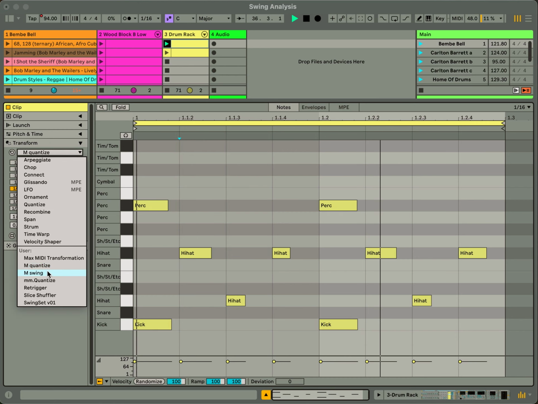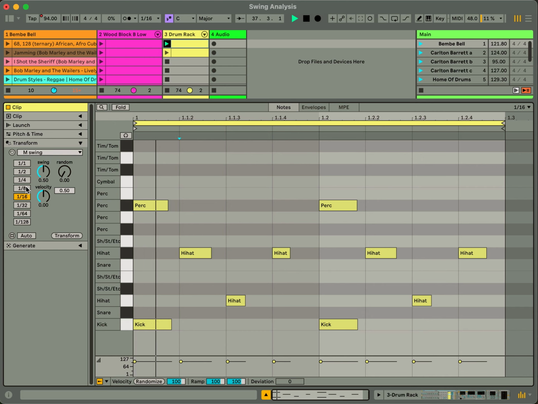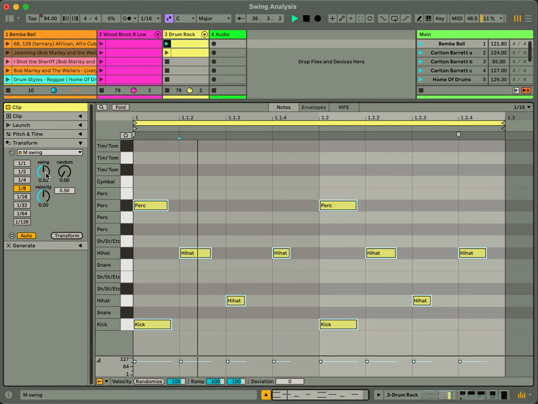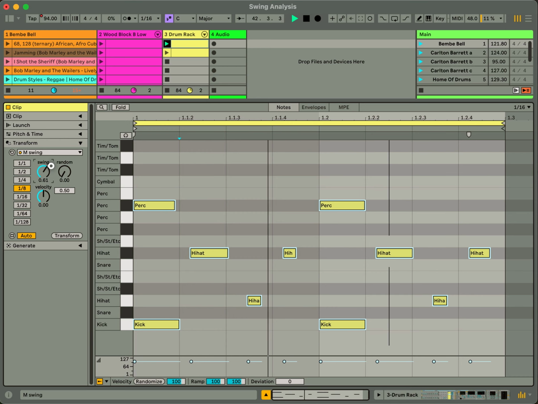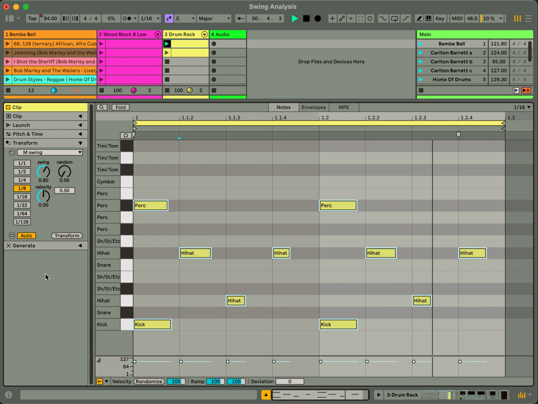Okay, next one, M-swing. Again, we'll start with the 8th, see what that does. Turn on auto, transform. So this is looking pretty promising. It does seem to be keeping that relationship where the swung 16th is between the straight quarter and the swung 8th. But the problem is we don't have independent control. We don't seem to have a way to swing only the 8ths and leave the 16ths.